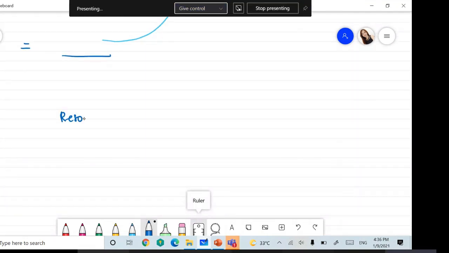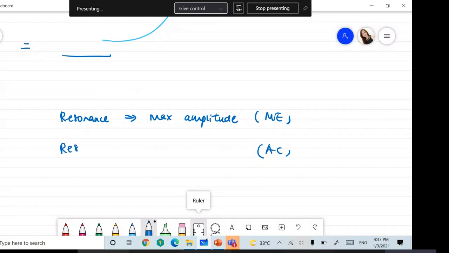Resonance occurs in mechanics. For a pendulum, maybe it has a maximum amplitude, right? Okay, this is in mechanics. But in an AC circuit, we can also have resonance. Resonance occurring means the RMS value will be maximum. The RMS value will have a maximum value, right? So now we're going to find out how we can calculate the resonance frequency in an AC circuit.